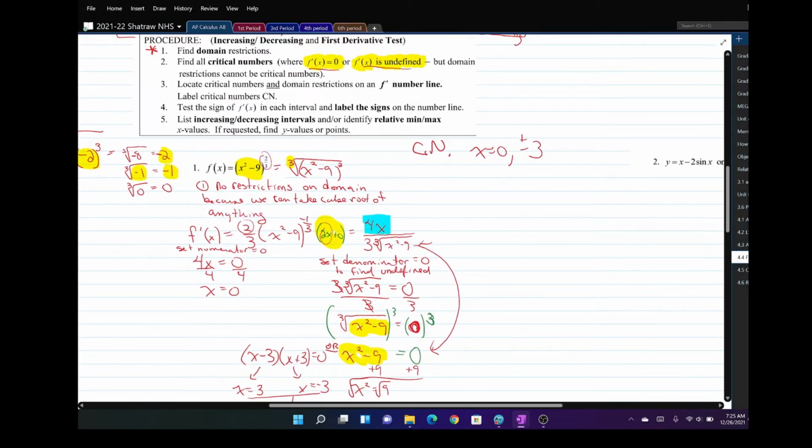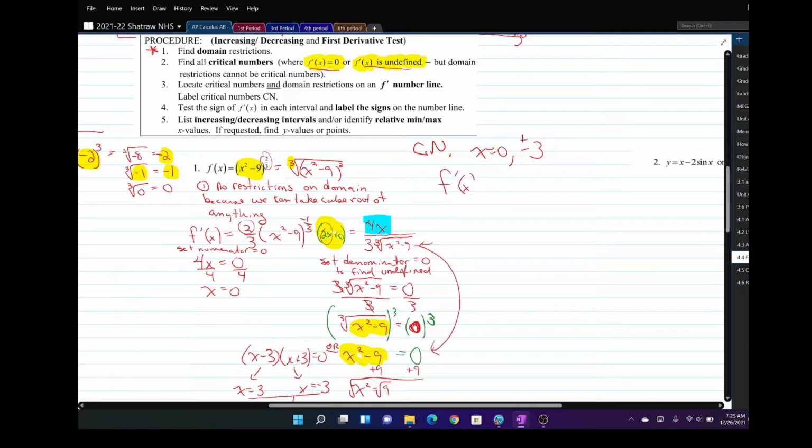And he says, oh, no, he says domain restrictions cannot be critical numbers. We don't have any domain restrictions, so we're not worried about that right now. But let's not forget it for future problems. Locate critical numbers and domain restrictions on an F prime number line.